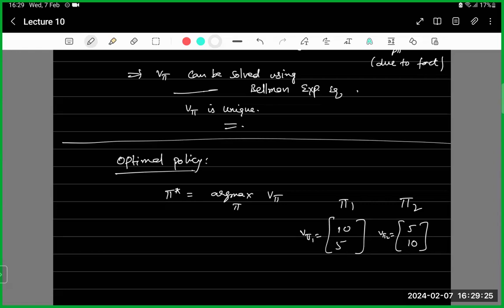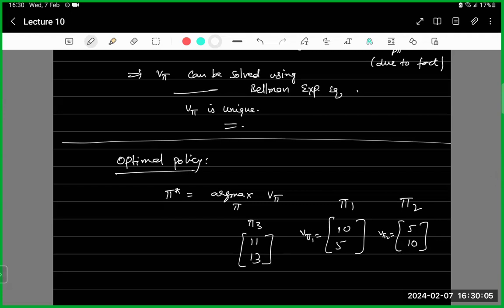So let's say I want a policy which is the best in every state. That's how I'm going to define my optimal policy. I'm going to define a policy as optimal if that policy is the best policy in every possible state. So if there is another policy pi 3 which has, let's say, 11 and 13, then I'll call pi 3 the optimal. A policy is said to be optimal if its V pi of s is greater than that of any other policy for every state.